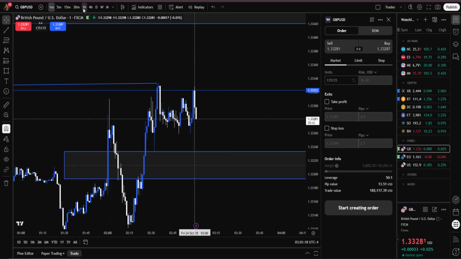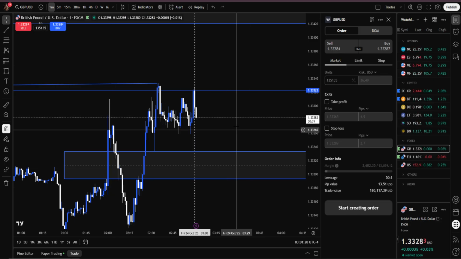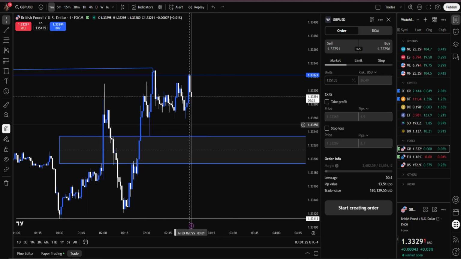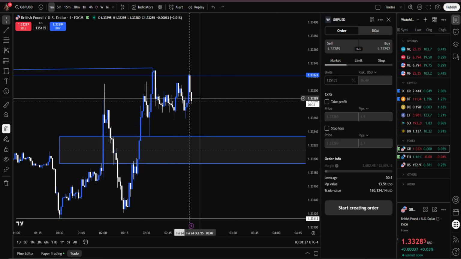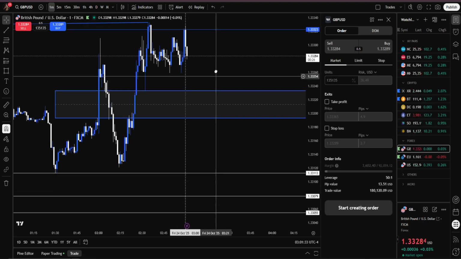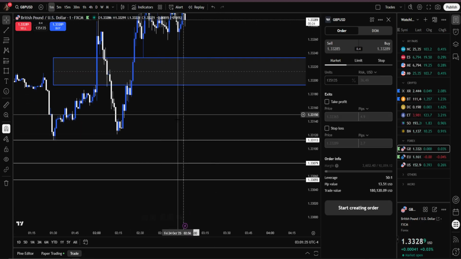Today our bias is currently shorts, ideally down to this 30-minute gap right here. We're looking for a break of structure below these lows, a 1-minute retracement, and then a 1-minute candle closure. Then we short down to the gap, and take profit at any one of these lows here.